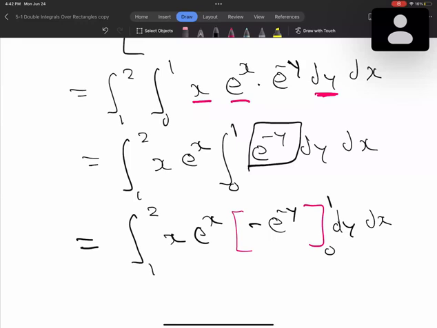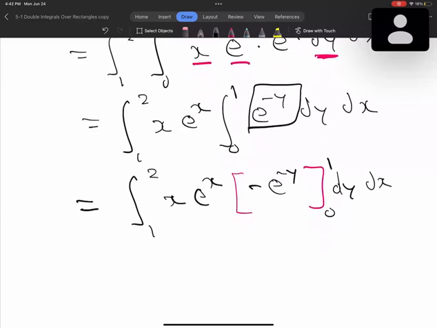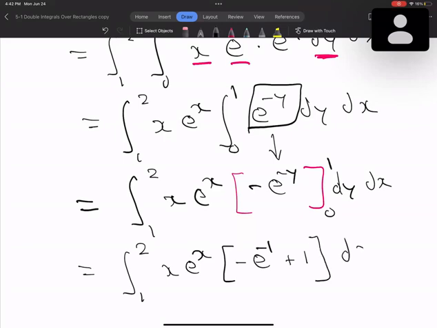Minus, yeah. This is y because of substitution. So if you don't know why this is, do it by substitution. I'm not going to do it because you do a lot of substitution in calculus 1 and calculus 2. So this is the integral between 1 and 2 of x e to the x, and then I evaluate at 1 and 0: minus e to the minus 1 plus e to the 0, that is 1, dx.